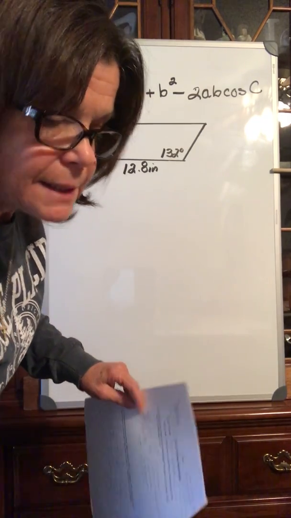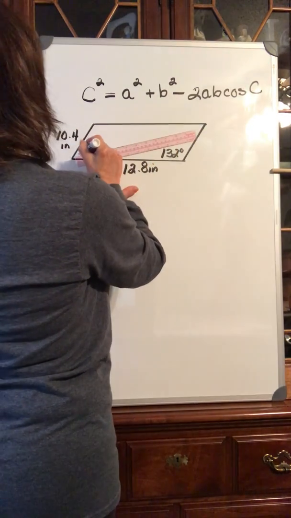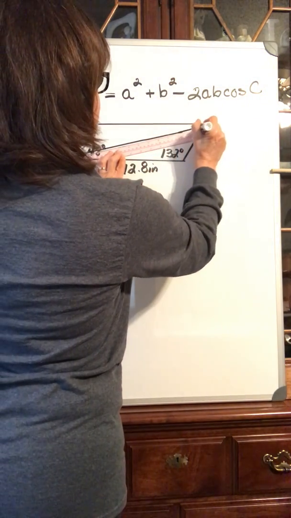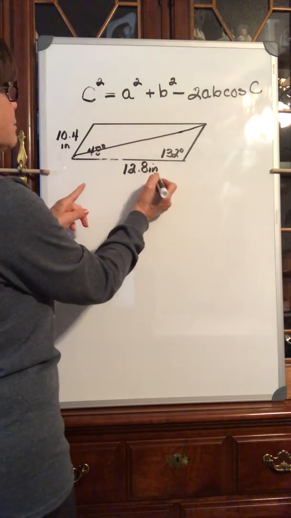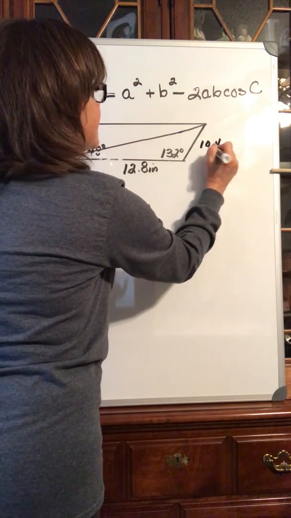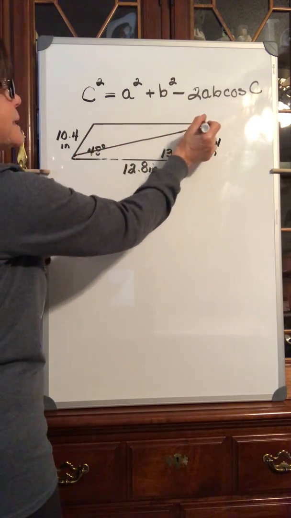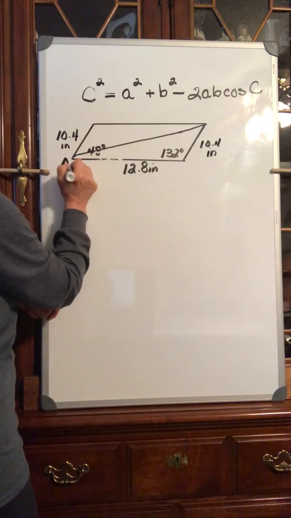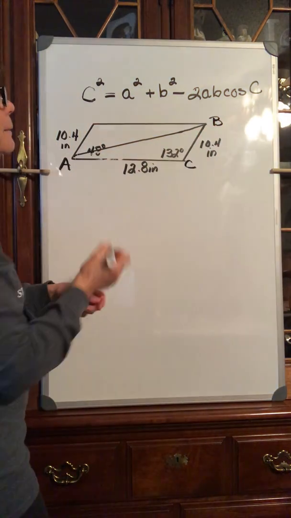So now I draw in this diagonal that I'm going to try to find. I know that the bottom is 12.8. The side over here is 10.4 inches because opposite sides are congruent. I know that this is a 132-degree angle, and I'm going to find this side. So I'm going to name my parallelogram. I'll call this angle A, angle B, angle C. I'm just going to focus in on that bottom triangle.